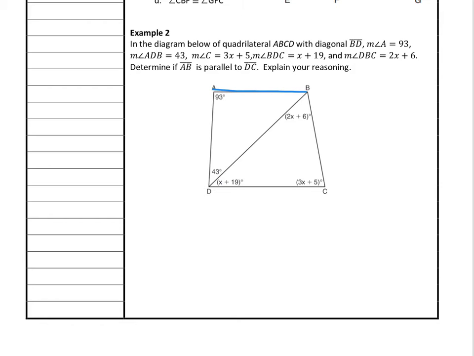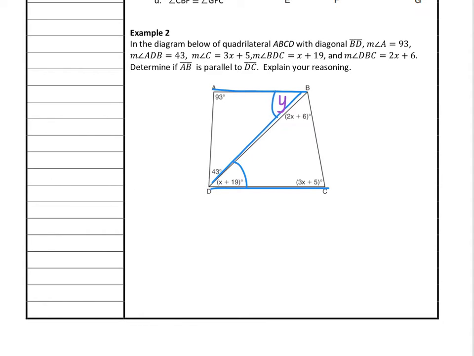So I'm just going to highlight AB and DC because that's what we want to prove parallel. But then I notice very clearly that I have a Z going on here. So in order to get parallel lines, remember that we need to find angle pairs that are either congruent or supplementary, like alternate interior angles that are congruent, or corresponding angles that are congruent, same side interior angles that are supplementary, etc. So if I find this Z and I can get these alternate interior angles congruent, then my lines are parallel.